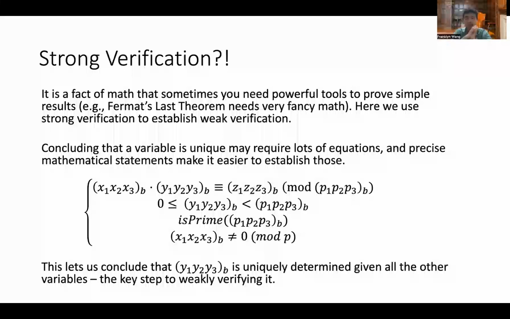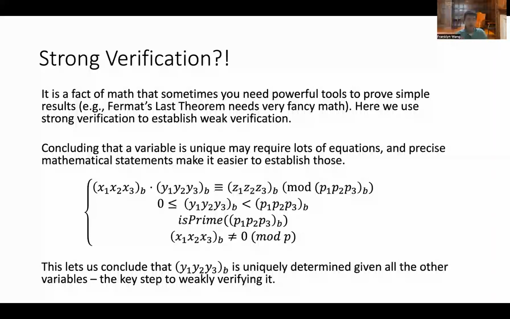I think this has something to do with an interesting fact of math. Sometimes you need very, very fancy tools to prove very simple results. Fermat's last theorem is a very simple statement: x to the n plus y to the n equals z to the n has no solutions in integers when n is above 2. But proving that is very, very hard. You have to introduce a lot of new things to do that. And likewise here, we'll use strong verification to establish weak verification.